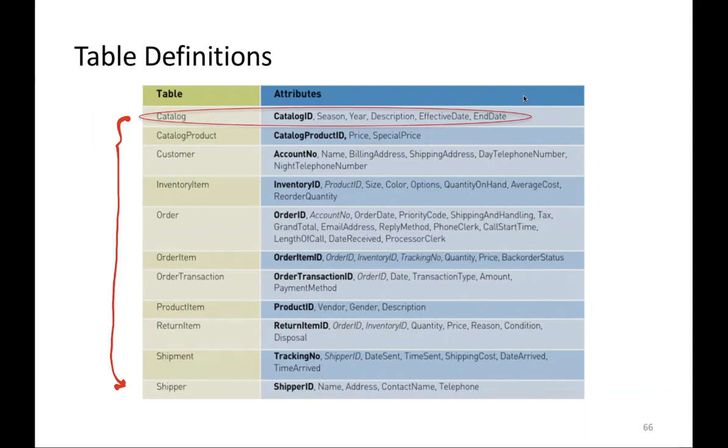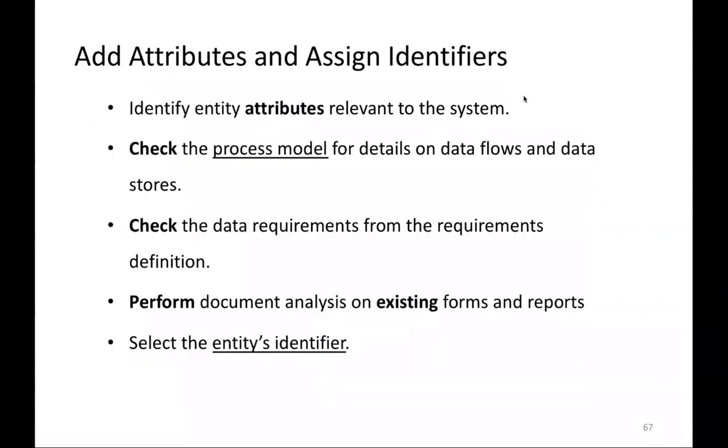If not, we have to add the attributes and even assign identifiers, which could be done by identifying entity attributes that are relevant to the system, and also checking the process model that was originally built for details on data flow and data stores, checking the data requirements from the requirement definition, and of course, performing document analysis on existing forms and reports, and selecting the entity identifier.